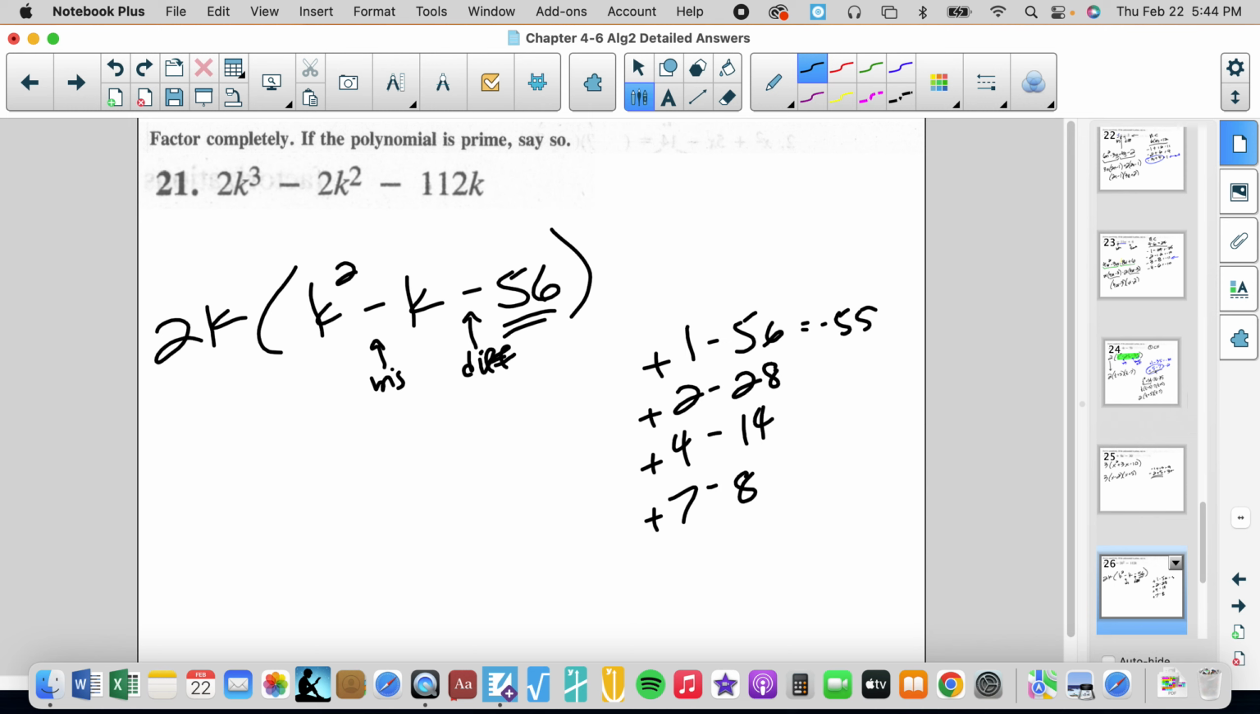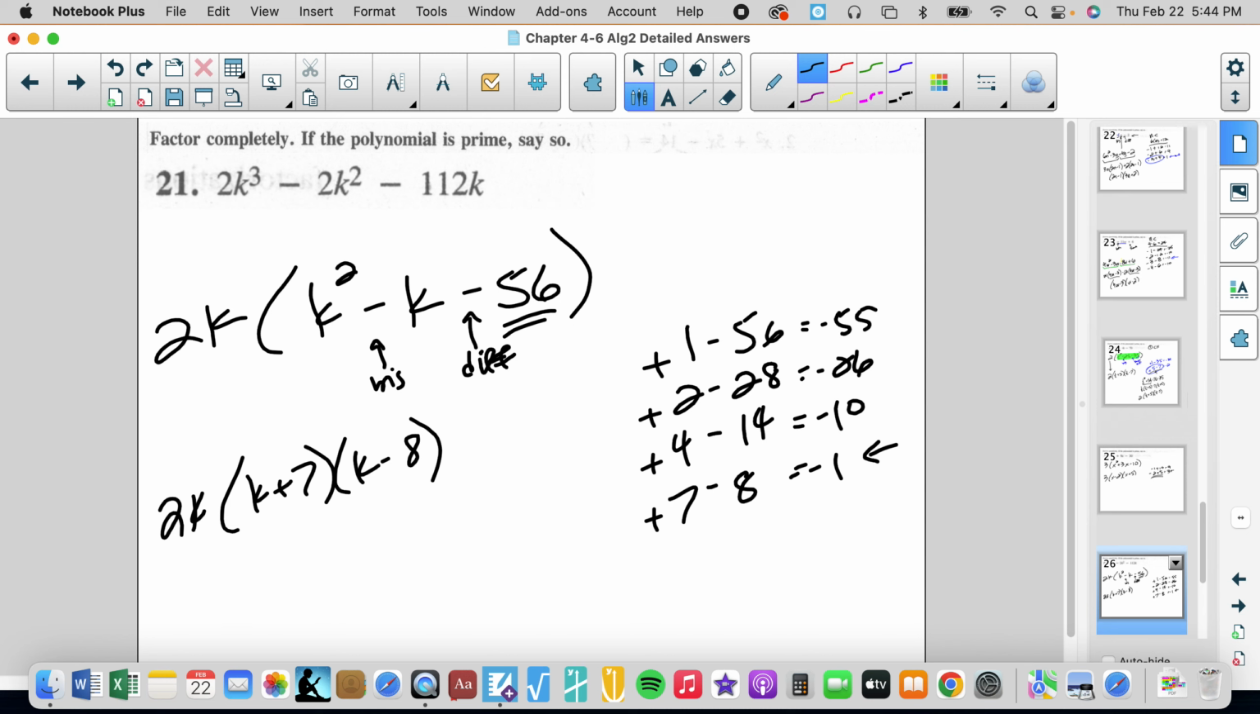Negative 55, negative 26, negative 10, negative 1. Negative 1 is my middle coefficient, so we get 2k times k plus 7, k minus 8.